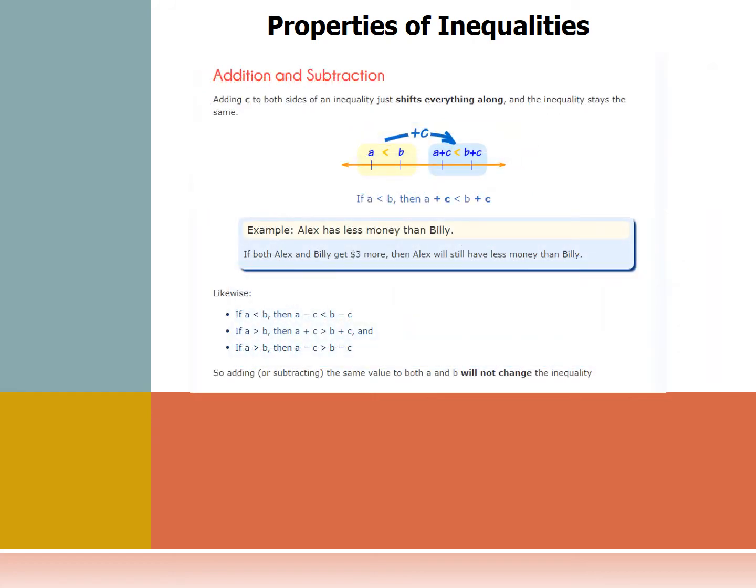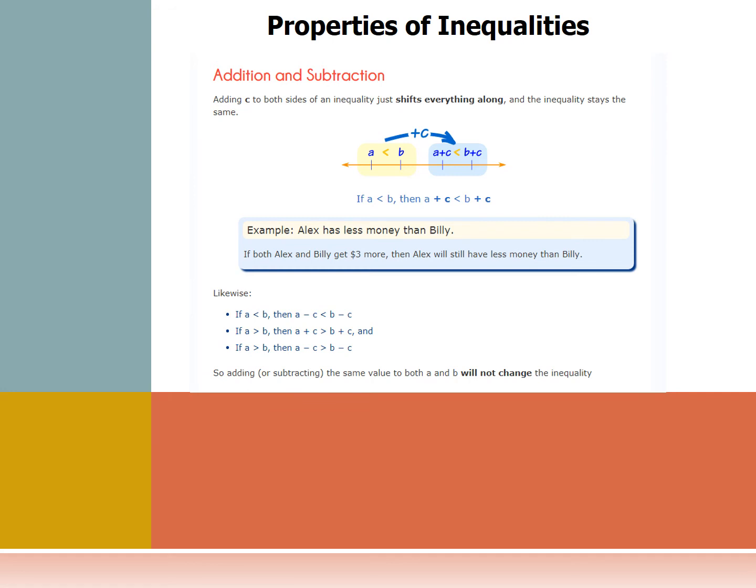The second property is addition and subtraction. Adding C to both sides of an inequality just shifts everything along and the inequality stays the same. If we have A less than B, then if we add C to A, we should add C to B also, and the inequality will stay. Nothing is changed on the inequality.